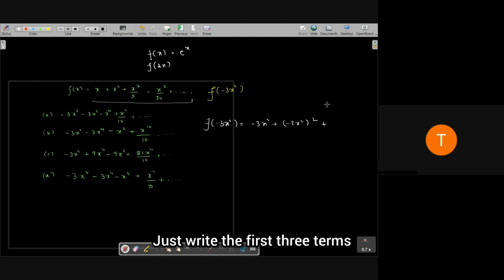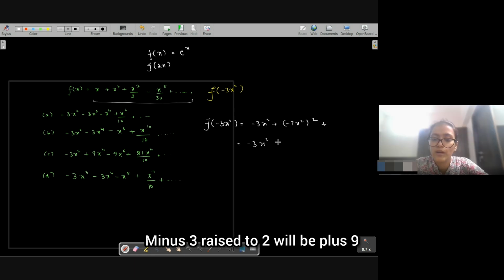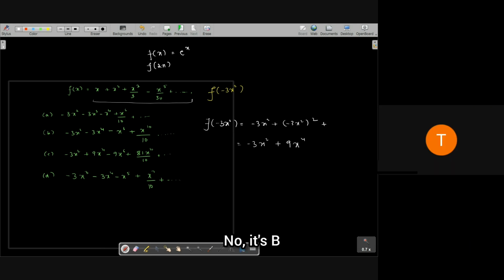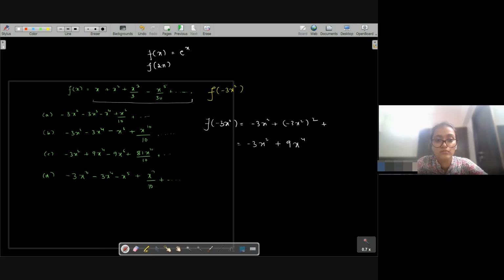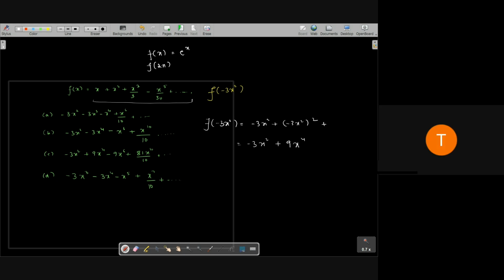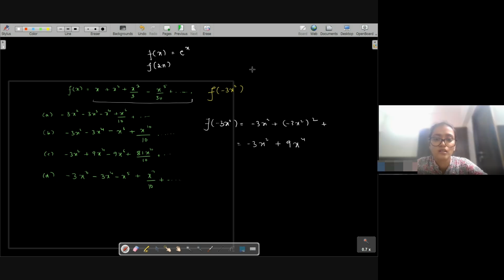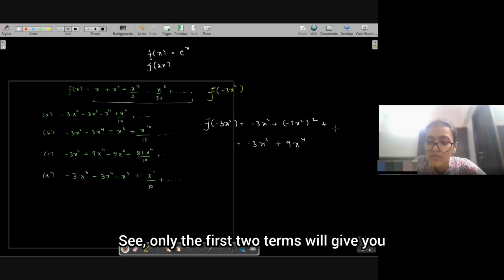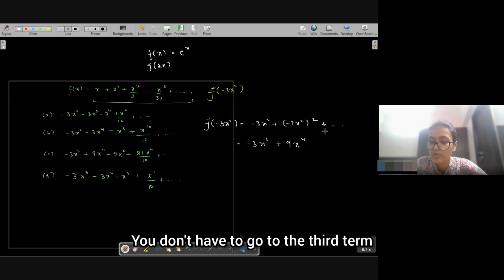You just write the first three terms. That's 3 to the fourth over... That's 3 to the fourth, minus 3 to the fourth. Minus 3 raised to 2 will be plus 9. X squared whole squared will be x raised to 4. See, only... no, it's C. See, only the first two terms will give you the answer choice. You don't have to go to the third term.